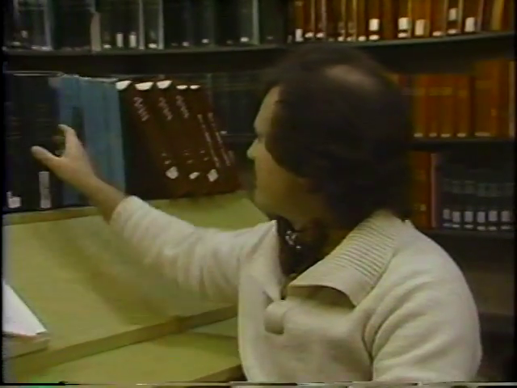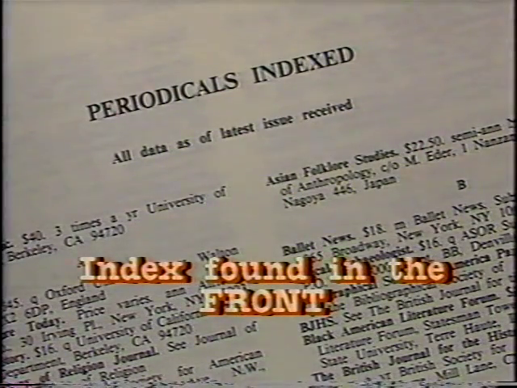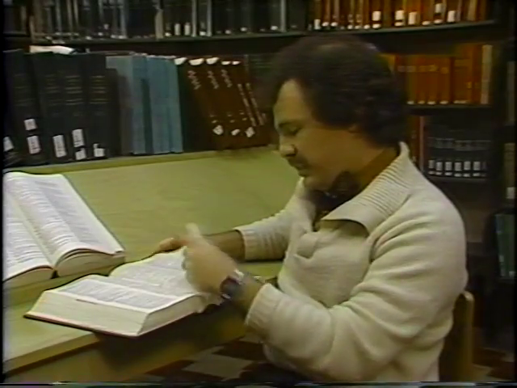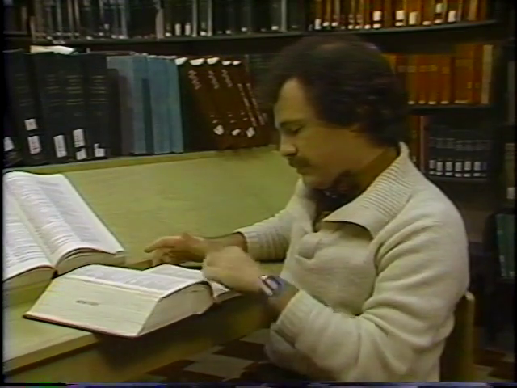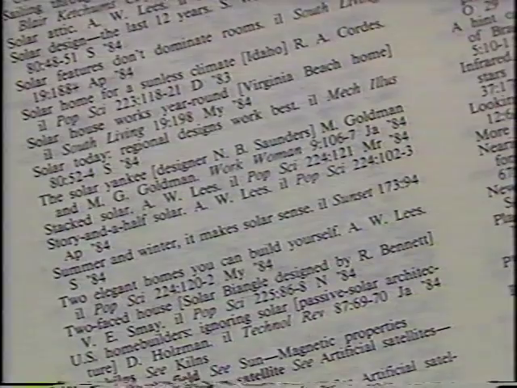The Reader's Guide to Periodical Literature lists articles alphabetically by subject. We're looking for information on solar heat, so let's grab a recent index. Now, a list of all the magazines indexed by the Reader's Guide is listed in the front. Okay, turning to the S's, we should find solar heat. And look, a whole list of articles.